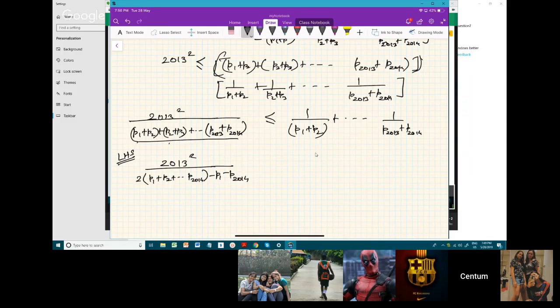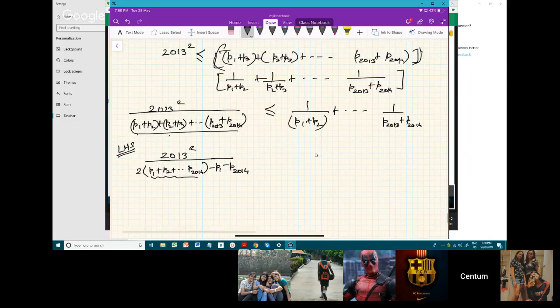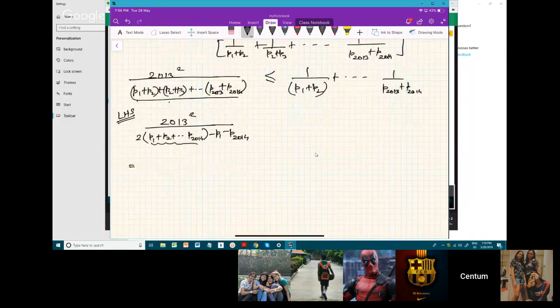Right. Now what is P1, P2, P3? Basically it is an AP, isn't it? 1, 2, 3, 4 till 2014. So what is it? Nothing but 2013 squared divided by 2 times the sum of an AP, which is number of terms 2014 divided by 2 into number of terms plus 1, isn't it? Minus P1 minus P2014.